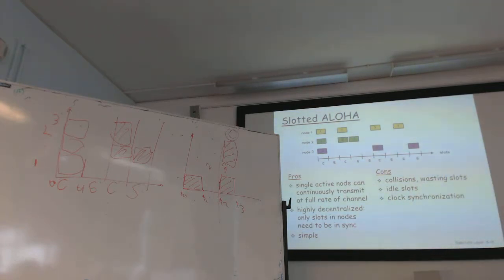So, what are the pros and cons? The pros: a single active node can continually transmit at the full rate of the channel. Fair enough. But collisions will waste slots as well. It's highly decentralized; only the slots in the nodes need to be synchronized. And it's very simple. Yes, but it's wasteful. Clock synchronization and idle slots are cons as well. So that's how random access works. That's how Aloha works, called slotted Aloha.